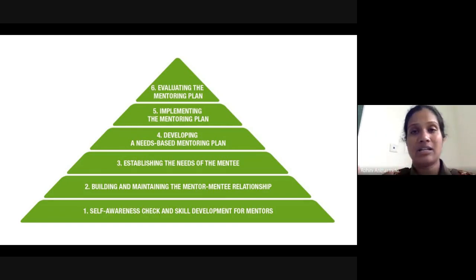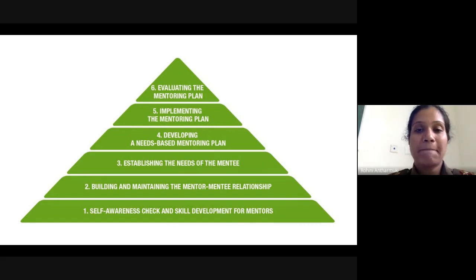Implementing the mentoring plan. Whatever plan is set and done on paper is all fine, but are you really implementing it? Are you checking up with your mentee from time to time on the mentoring plan? Have they done it or not? That is really what is important, right? Then evaluating: you have set a deadline, like they have to get 8.5 CGPA. This semester they didn't get it. Did you check it? Did you evaluate it? And did you really come back with a plan on how they cover it up in the next semester coming up? That is what the evaluating of the mentoring plan means.